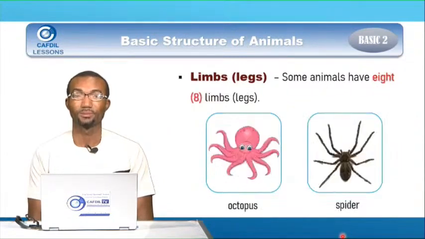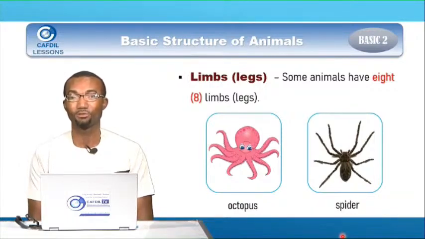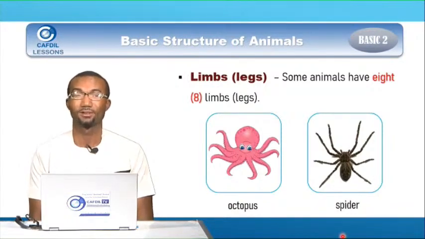Good. Okay, some animals also have 8 legs. Examples are octopus and then spider. They have 8 legs. So you see 4 on your right, 4 on your left, if you count them. So some animals have 8 limbs. And examples are octopus and spider. Great.